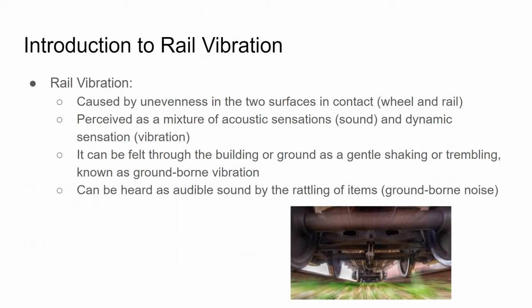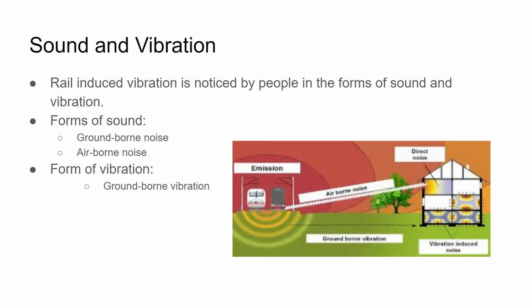Rail vibrations are caused by unevenness between two surfaces in contact. It can be perceived as both an acoustic and a dynamic sensation. These vibrations are generally perceived through a building or the ground as gentle shaking or trembling. This is known as ground-borne vibration.